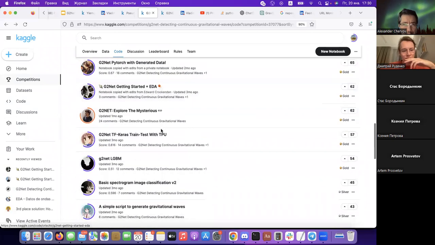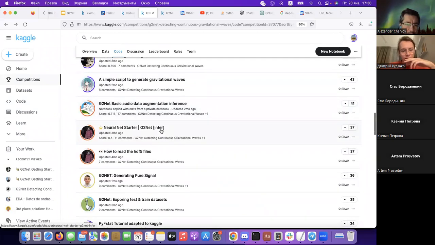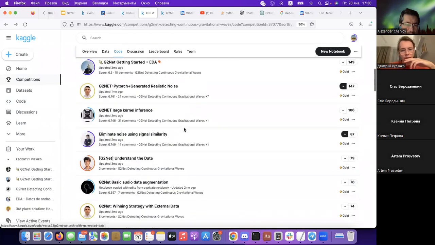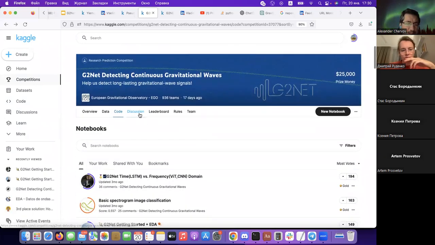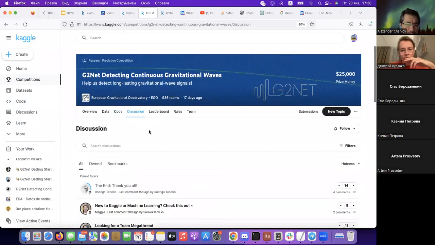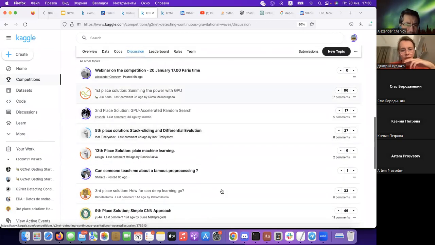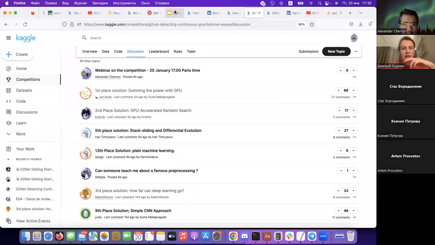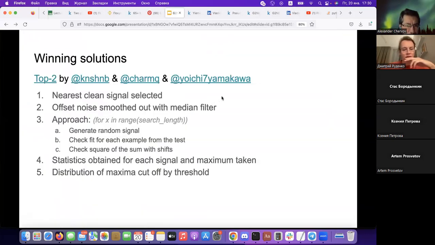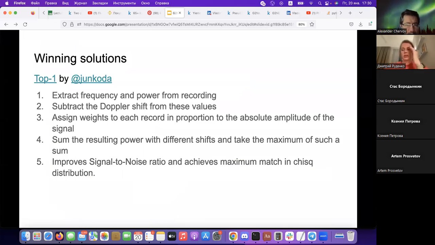On my side, if you can go to the slide where you describe the first place solution in your competition. Okay, I want to get back. Yeah, the previous one, this one. So, extract frequency and power from recording. What does it mean? Because it's two-dimensional, it's a kind of image, so I don't quite. I see.